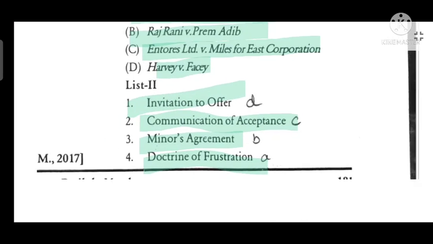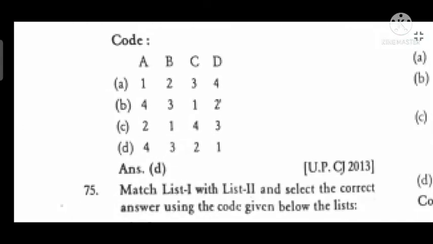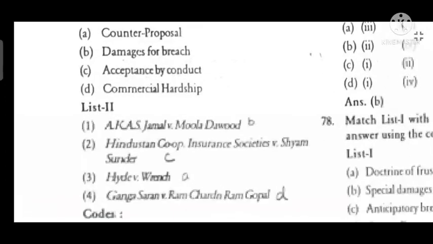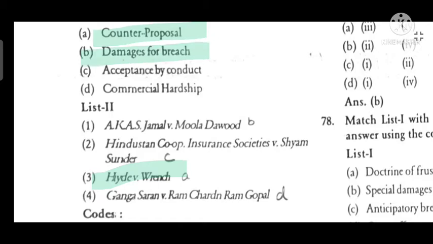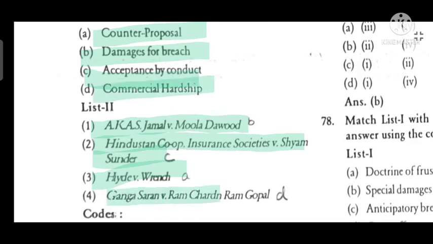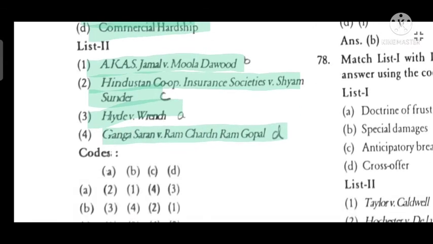Harvey versus Facey, invitation to offer. Counter proposal: Hyde versus Wrench. Damages for breach. Akas Jamal versus Moolla Dawood. Acceptance by conduct. Hindustan Co-operative Insurance Society versus Shyam Sundar. Commercial hardship: Ganga Sadan versus Ramchandra Ram Gopal.